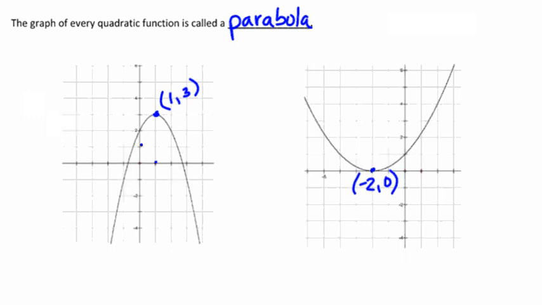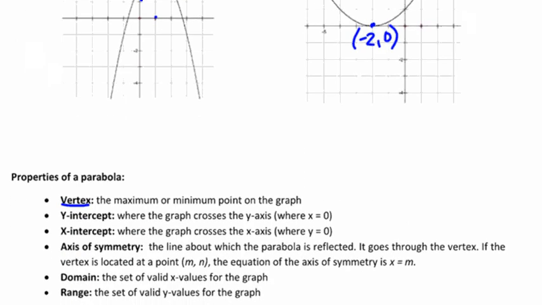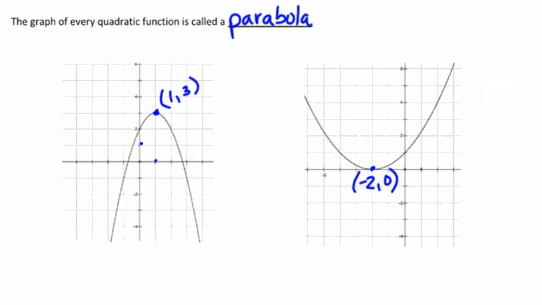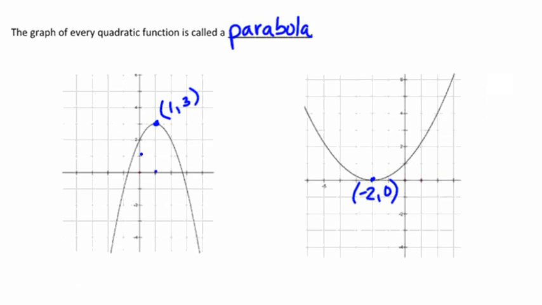The second property of parabolas is y-intercepts, so where the graph crosses the y-axis and your x value would be 0. So in our first graph, our y-intercept here, crossing the y-axis where my x value is 0. So my y-intercept is at (0, 2), because our x value is 0. And our y-intercept in the second graph, where it crosses the y-axis, is at 0 and when y is 1.